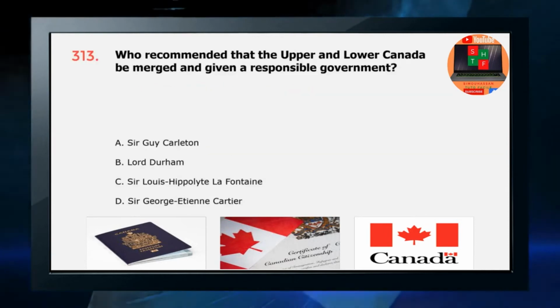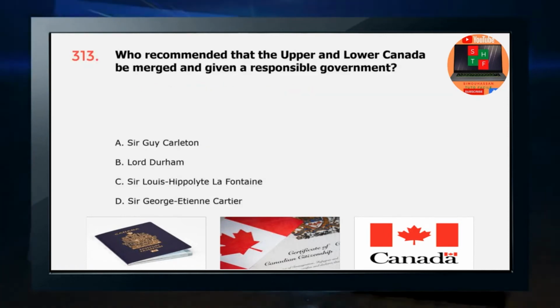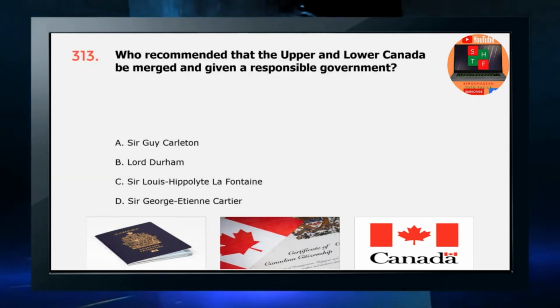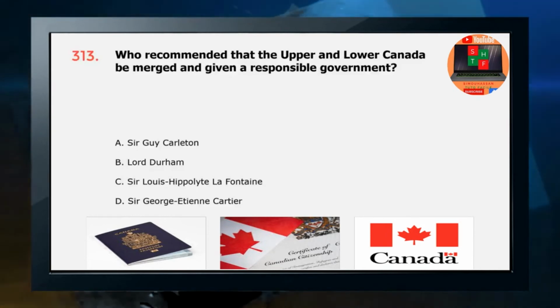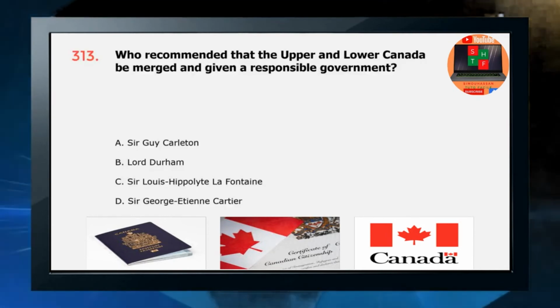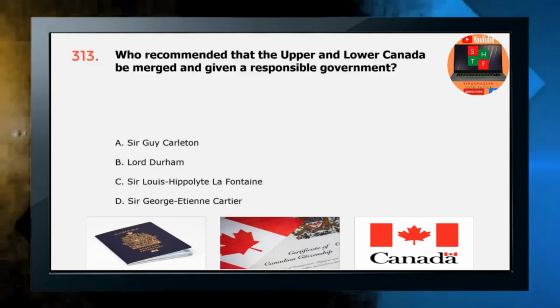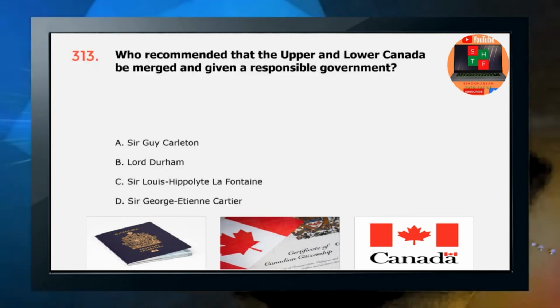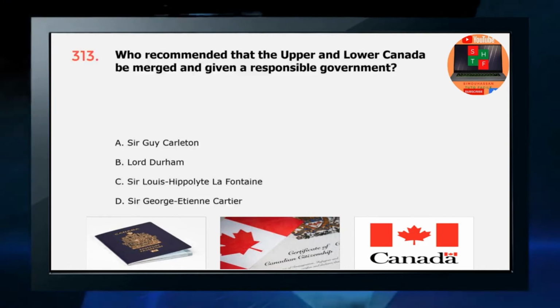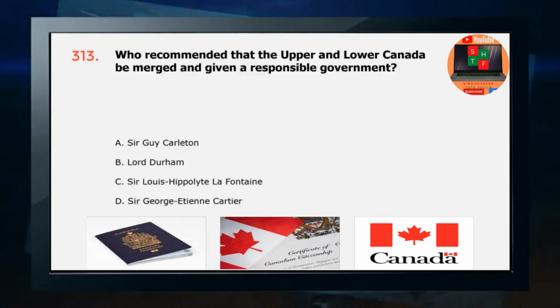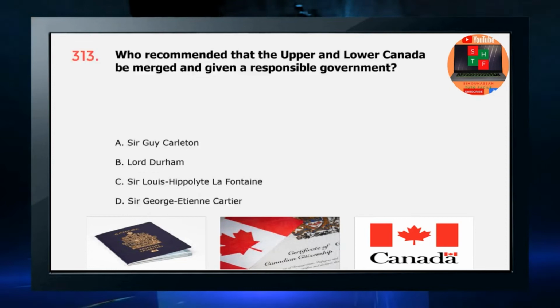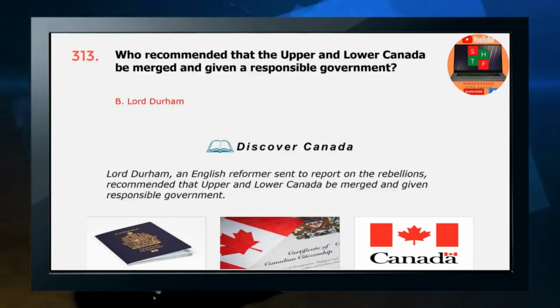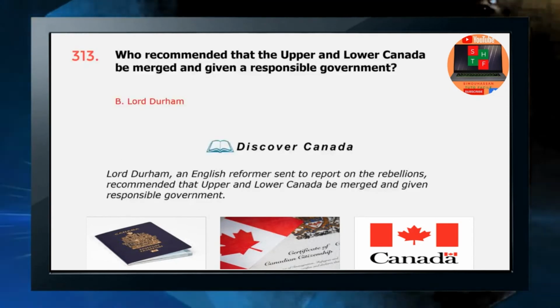Question 313. Who recommended that the Upper and Lower Canada be merged and given a responsible government? A. Sir Guy Carleton. B. Lord Durham. C. Sir Louis Hippolyte Lafontaine. D. Sir George Etienne Cartier. The answer is B. Lord Durham.